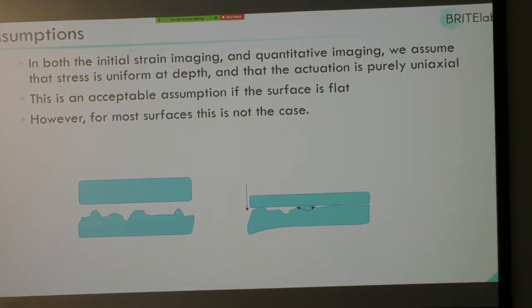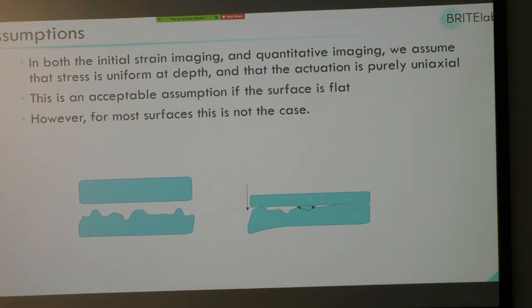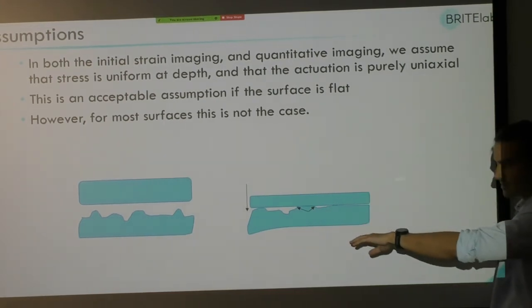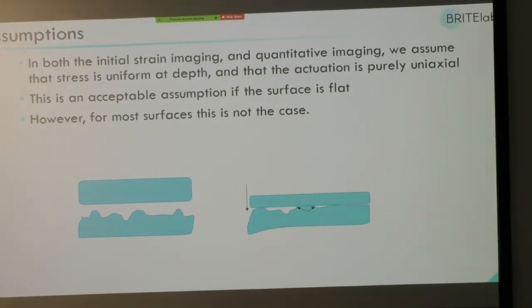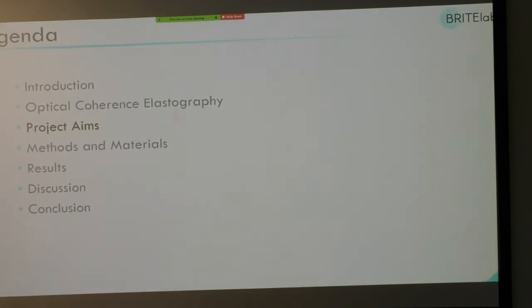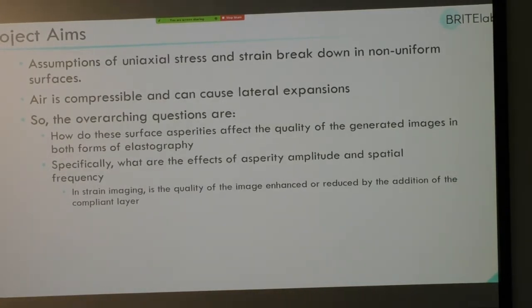One of the assumptions that we make in these images is that the stress applied is perfectly uniaxial, and so all the deformation is also just uniaxial. Now this clearly breaks down in situations where there's roughness in the surface, which is in surgical cavities. So if you press down on a point, there's compression within the air over here, and so there's lateral expansion of the tissue. That's what my project is investigating: how these effects impact the quality of these images.